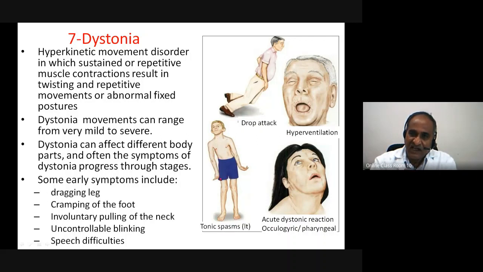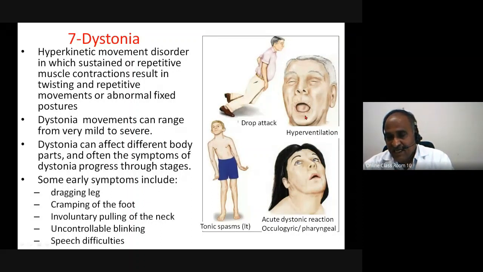So in this child, here the respiratory group of muscles are activated. So there is a hyperventilation, including the other accessory respiratory muscles. Then here in this case, acute dystonic reactions: oculogyric, that means the movement of the eyeball, they will go into a spasm, or oropharyngeal. So you have that.